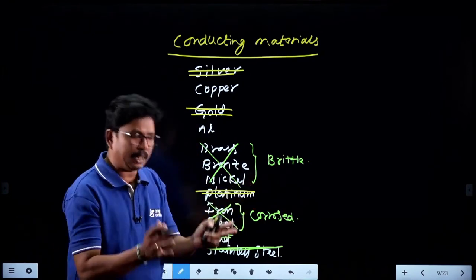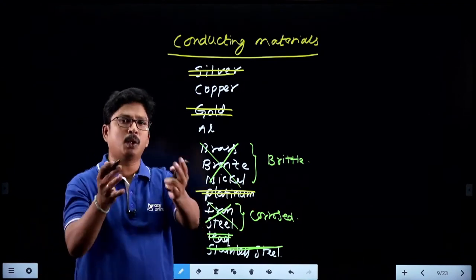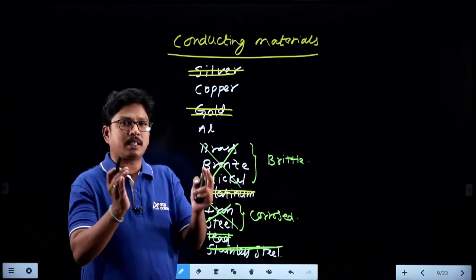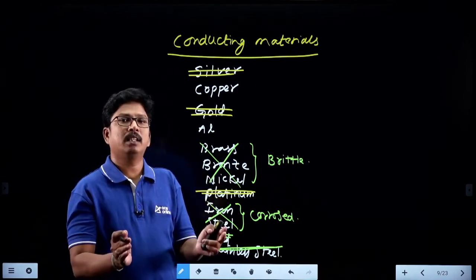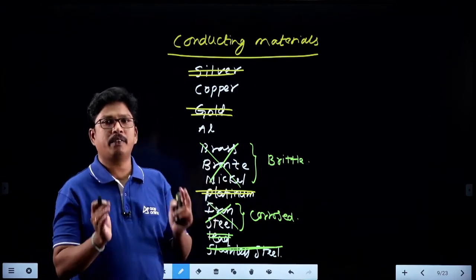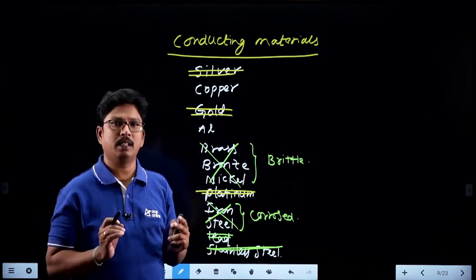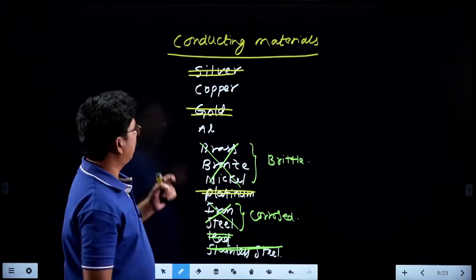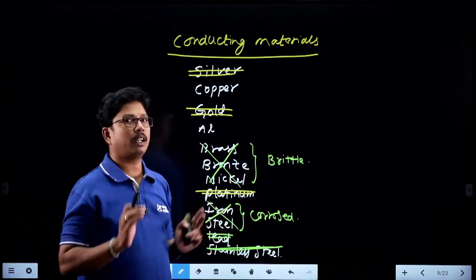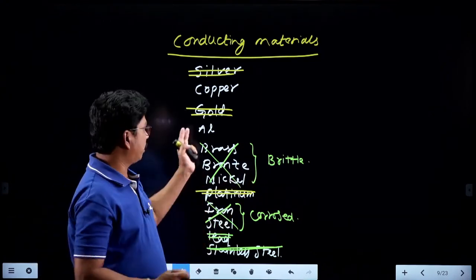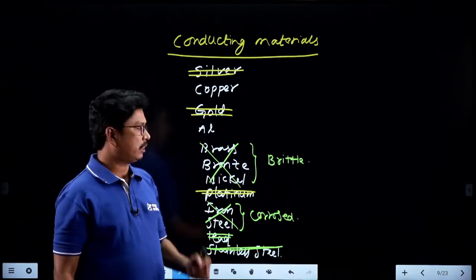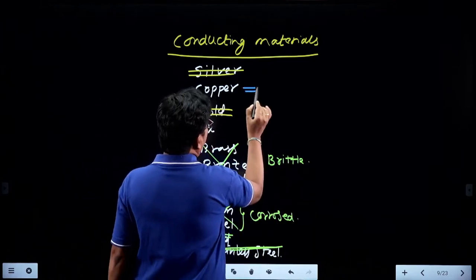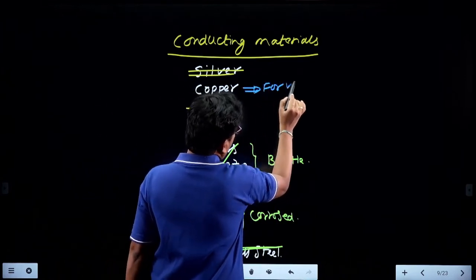For very small distance power transmission, suppose in your home, the house wiring should be done with copper. And if you want to construct a machine, a transformer, or a DC machine, any motor or any generator, the winding should be made using copper, right? Whenever you have somewhat long distance transmission, we have to go for aluminum conductors definitely. So copper is preferred for very short distances.